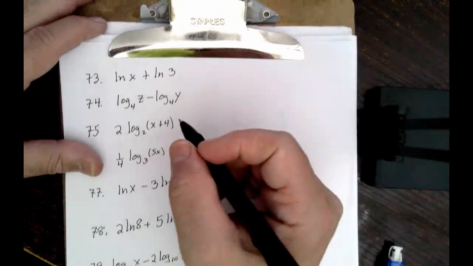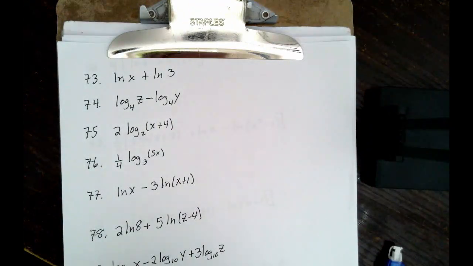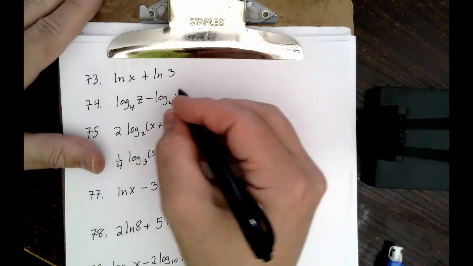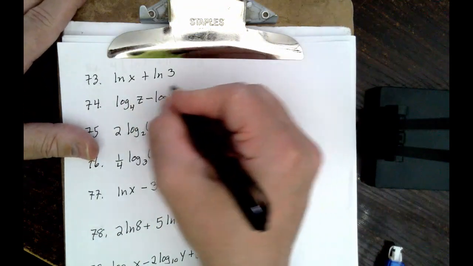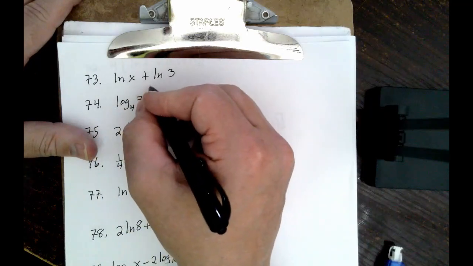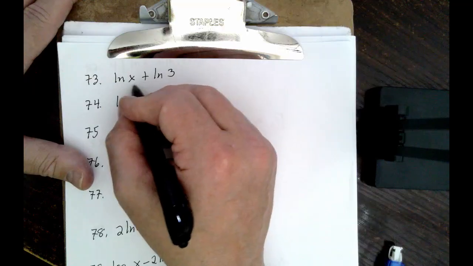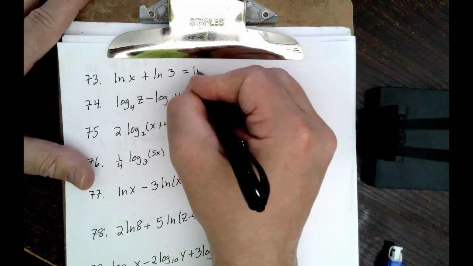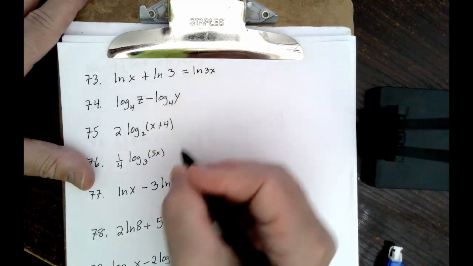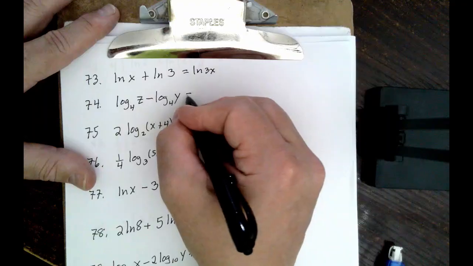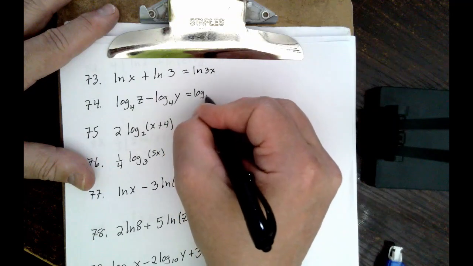Alright, so now we're going to continue on with section F, where we combine logs into one logarithm. So you can take rules 2 and 3 and go in the reverse direction. So addition becomes multiplication, and subtraction becomes division.